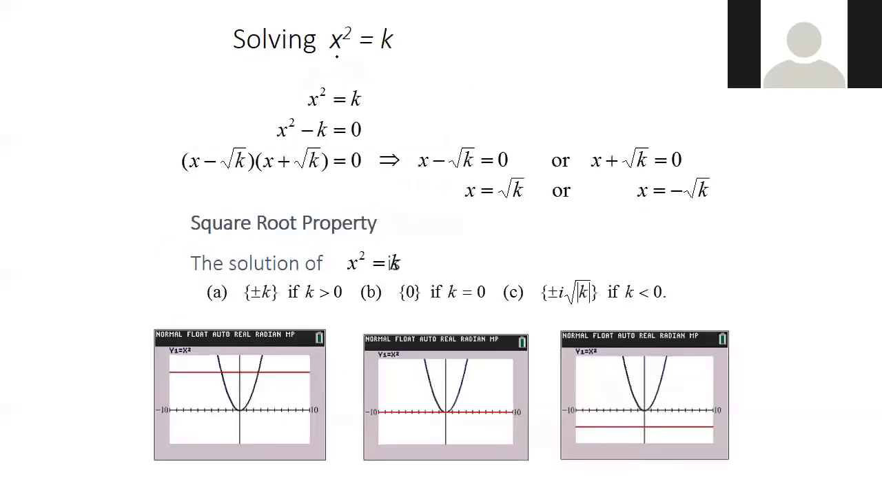If you have x squared is equal to k, if you have something squared is equal to a number like k, remember the square root property, x would be equal to plus and minus the square root of k.